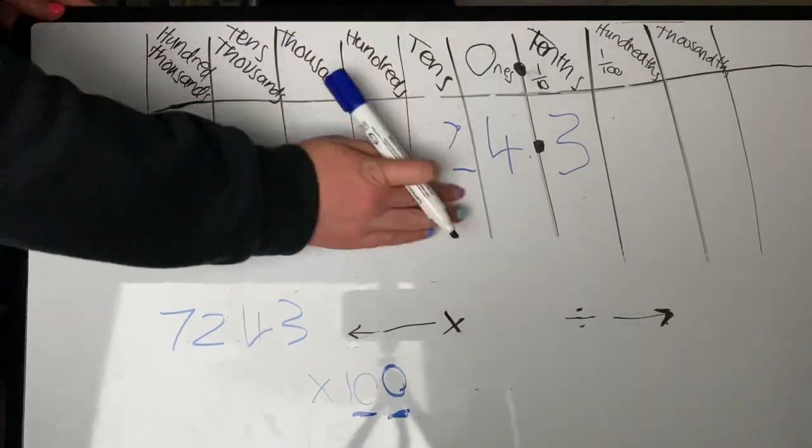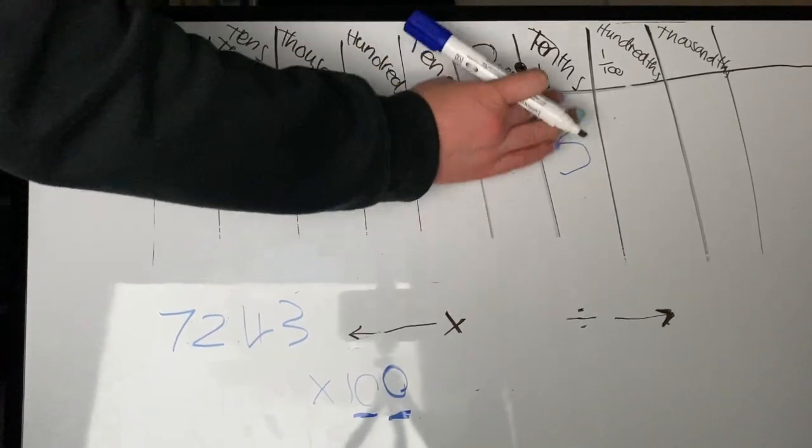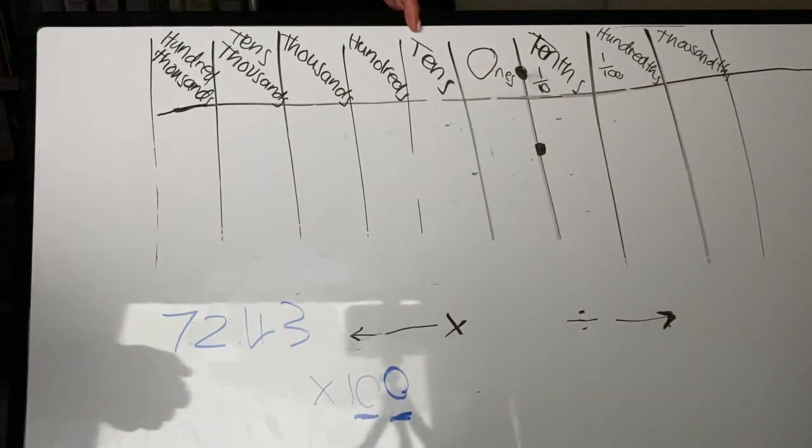If I want to times it by 100, there are 2 zeros, so I need to move each digit 2 place value columns to the left from their original starting point. 7 started here in the tens, and then to move 2 places up, it ends up here in the thousands. 2 ends up in the hundreds, and 3 ends up in the tens.